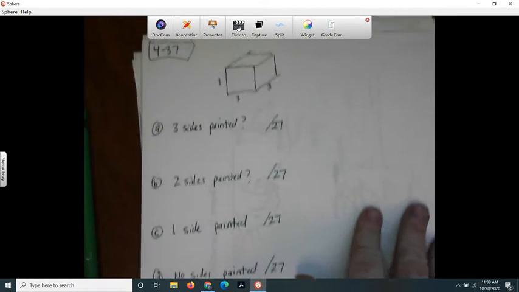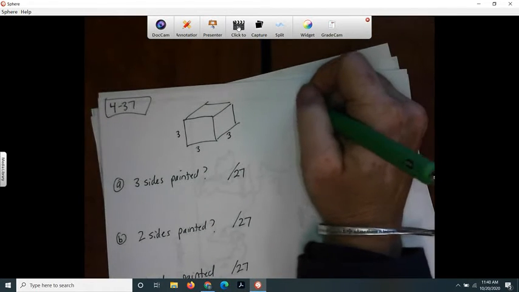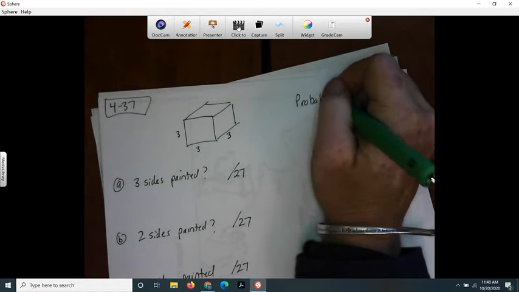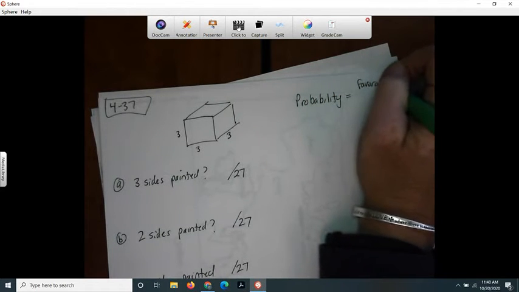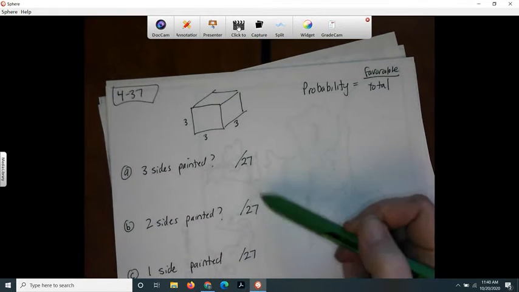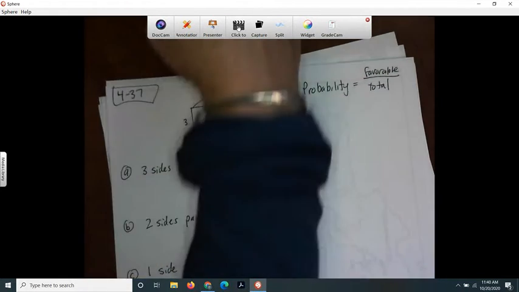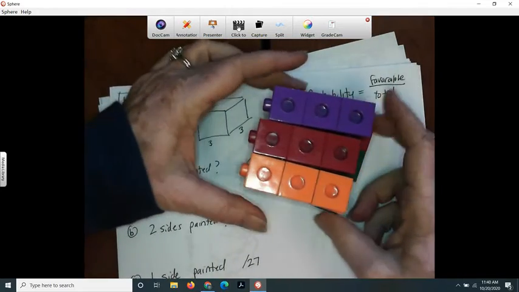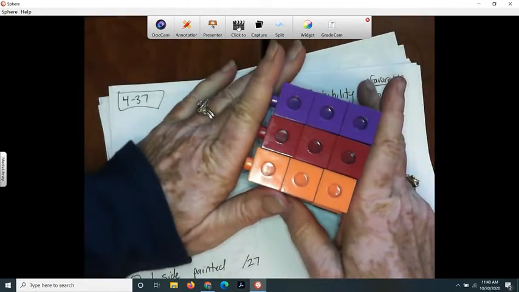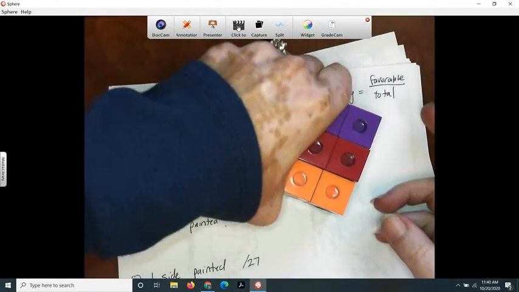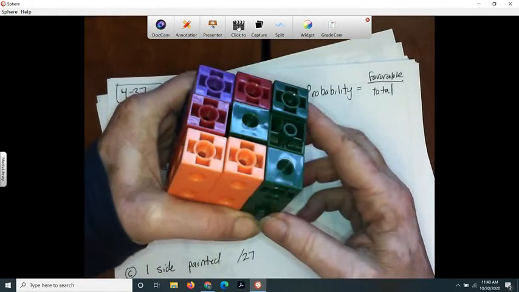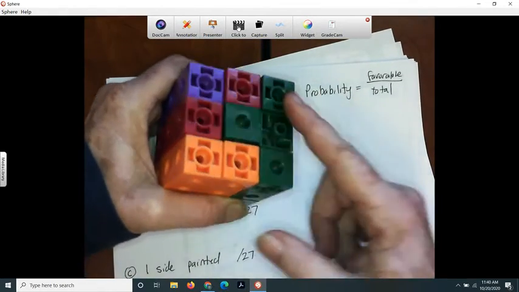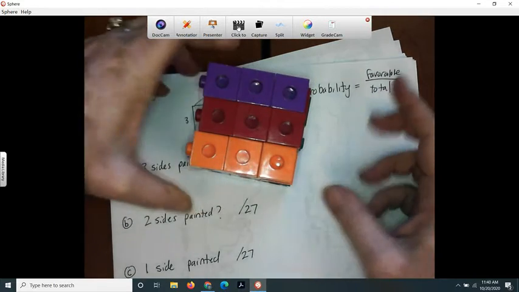So probability, if you remember, is favorable over total. That's why I put 27s on here. So this cube, if you have a 3x3 cube, it's made out of 27 little tiny cubes. I don't know if you can imagine that. Each layer has 9, and 9 times 3 is 27.